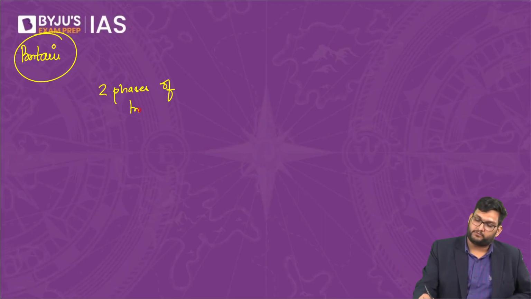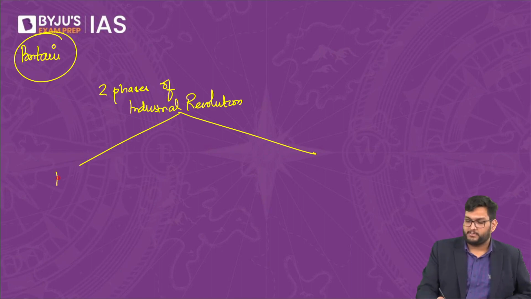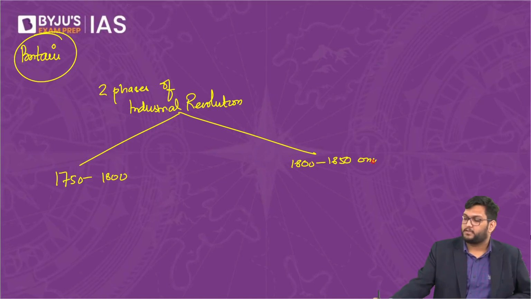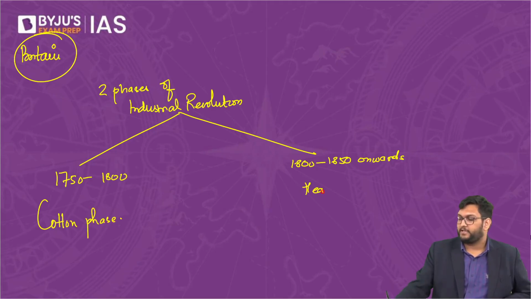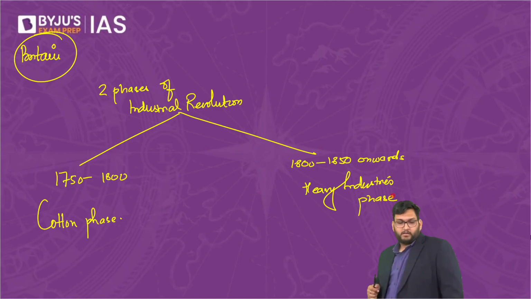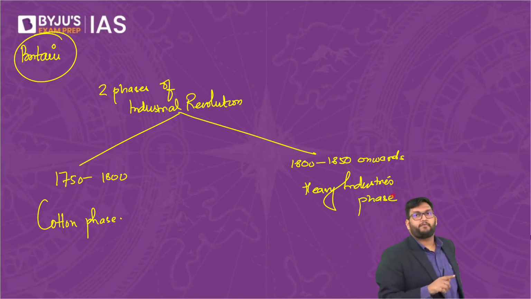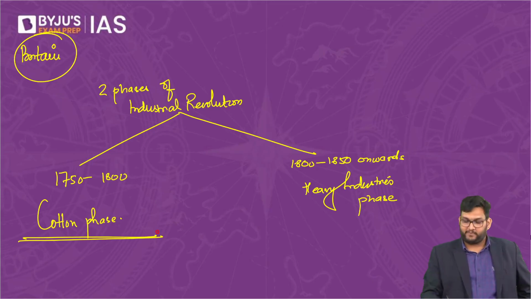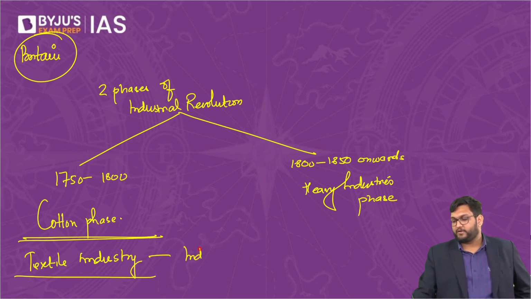Now Britain, there were 2 phases of industrial revolution. First is 1750 to 1800. Then it is 1800 to 1850 onwards. This is called the cotton phase. And this is called the heavy industries phase. See, the cotton phase is the first way in which they industrialized, where the textile industry was the one which industrialized first.